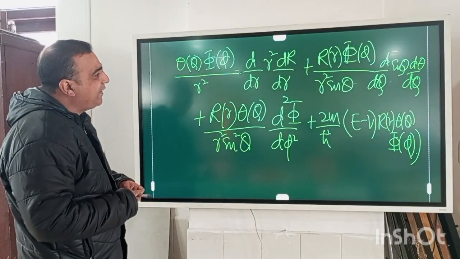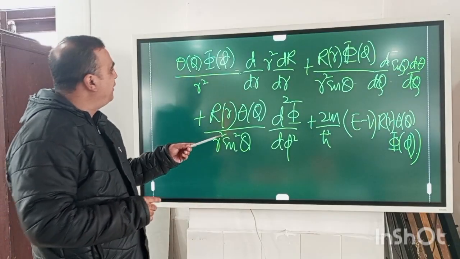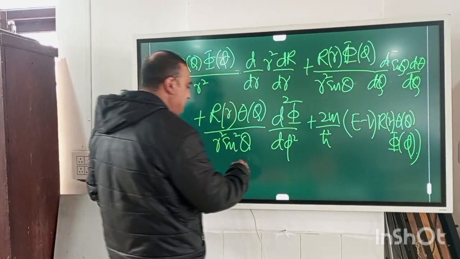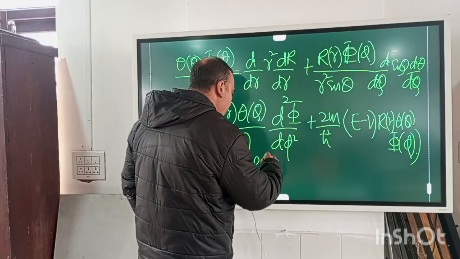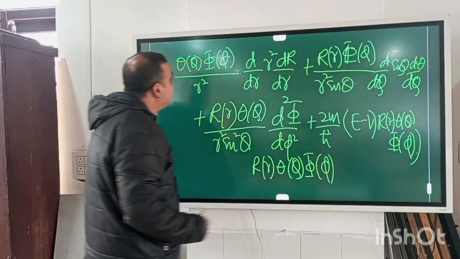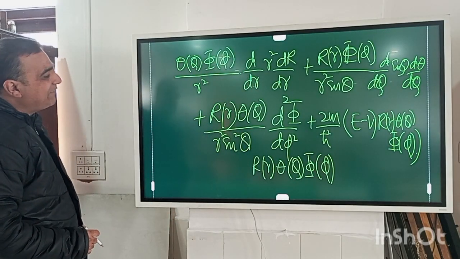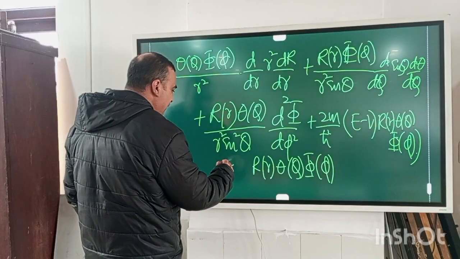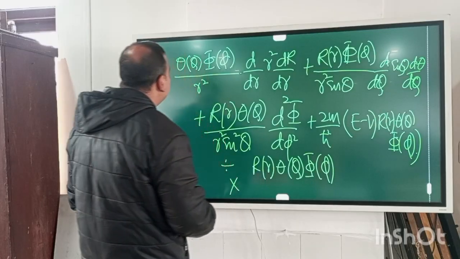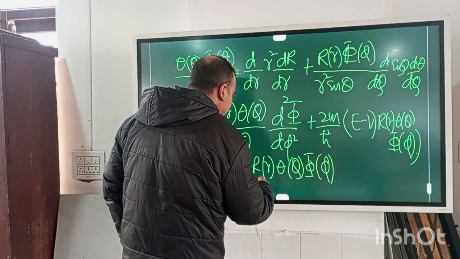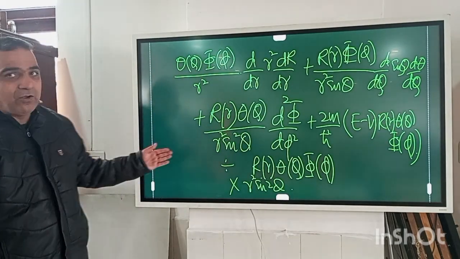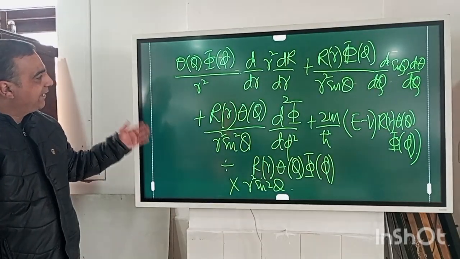Now let's move on from here. What I would like to do is divide this whole equation by R(r), Θ(θ), Φ(φ). So I will be dividing this equation by R of r, then Θ of θ, and then Φ of φ. And at the same time I will multiply the same equation by r squared sine squared theta. So these are the two actions that I will take on this equation.